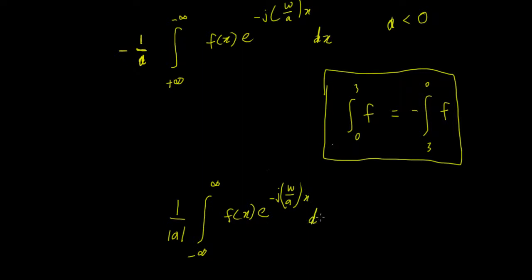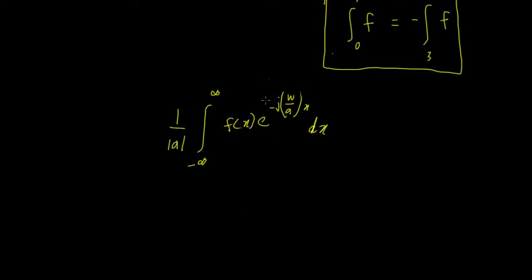x by dx. And we can then say what's the difference between this and our actual Fourier transform we had for our f of t. So f of t, it would be f of t e to the minus j omega t by dt, from infinity to minus infinity.